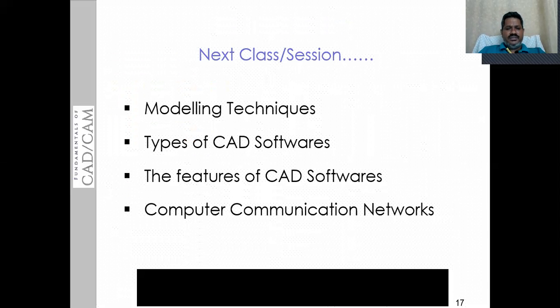In the next class, we will try to discuss modeling techniques, 2D modeling and solid modeling techniques. Basically, we will discuss 2D modeling techniques, 3D modeling techniques, and the types of CAD software which are commercially available in the market. Then we will see the features of the CAD software. Finally, we will discuss computer communication networks in the next class.